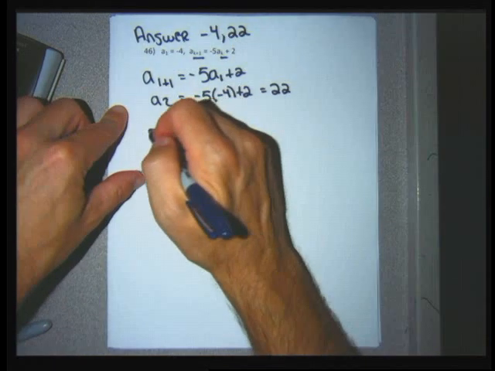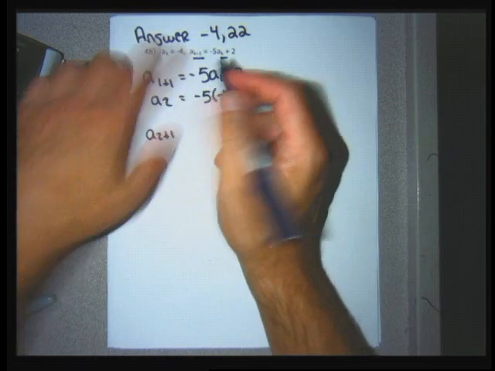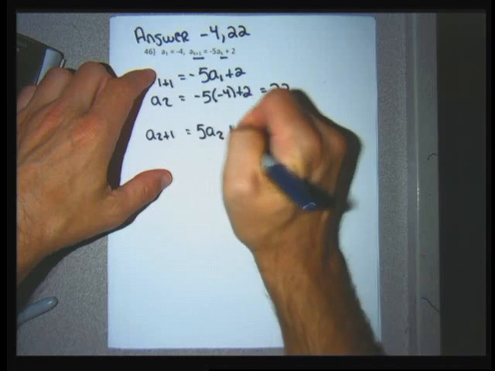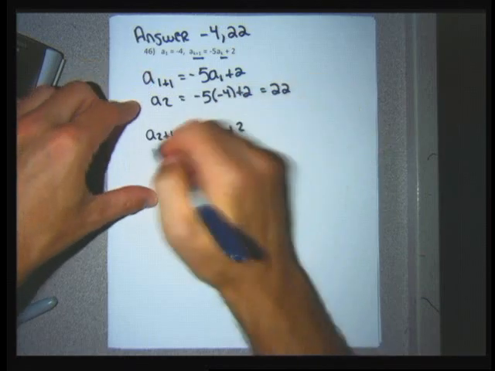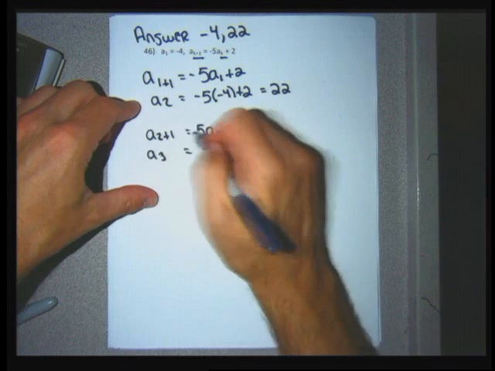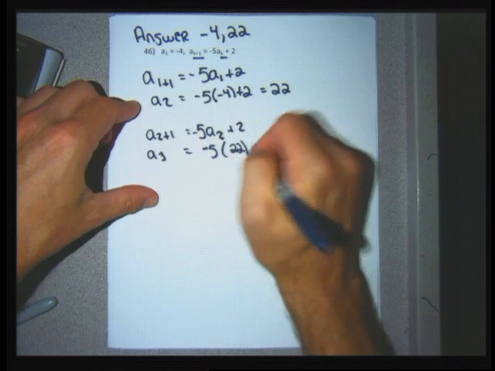Now I'm going to let k be 2. I'm going to go a sub 2 plus 1, plugging in a 2 for that k, equals -5 times a sub 2 plus 2. This is going to give me a sub 3 equals -5 times 22 plus 2.